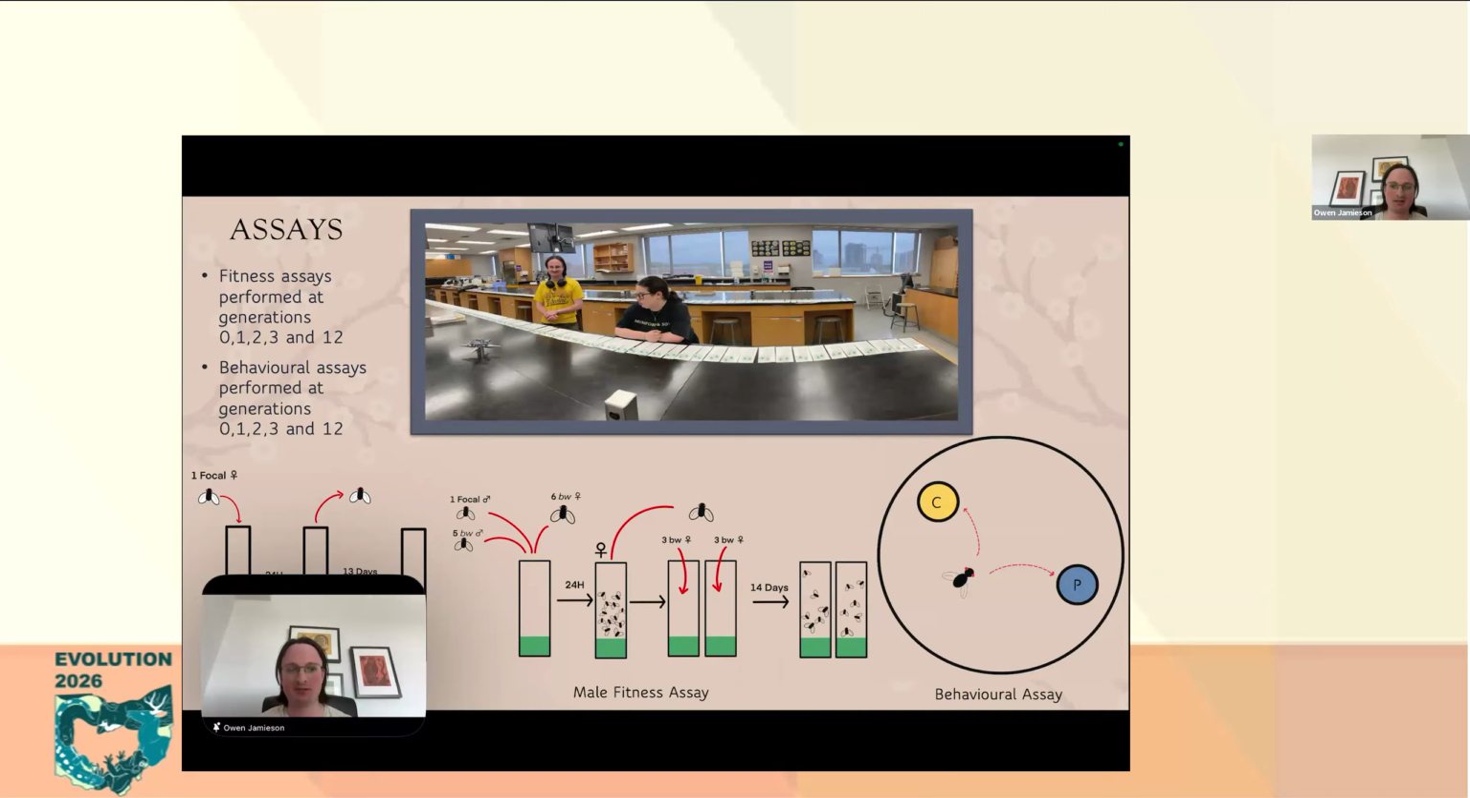And then we did these behavioral studies where we put flies individually in these petri dishes and gave them a choice between this protein-rich and this carb-rich food source, and basically noted what they were on every 15 minutes for about 6 hours at a time.